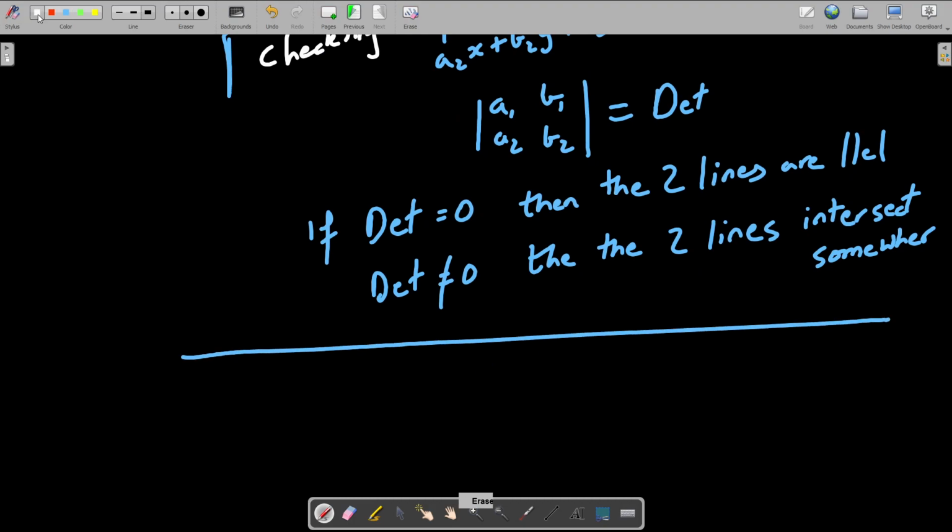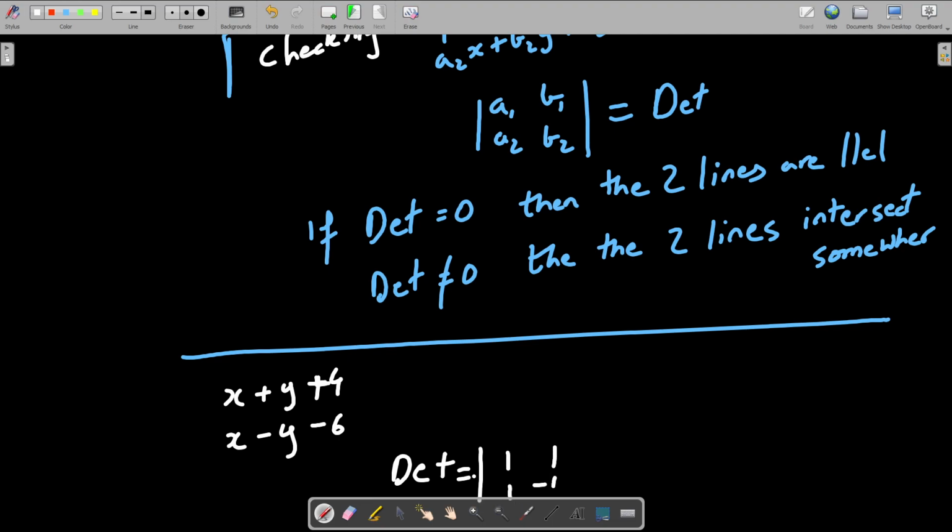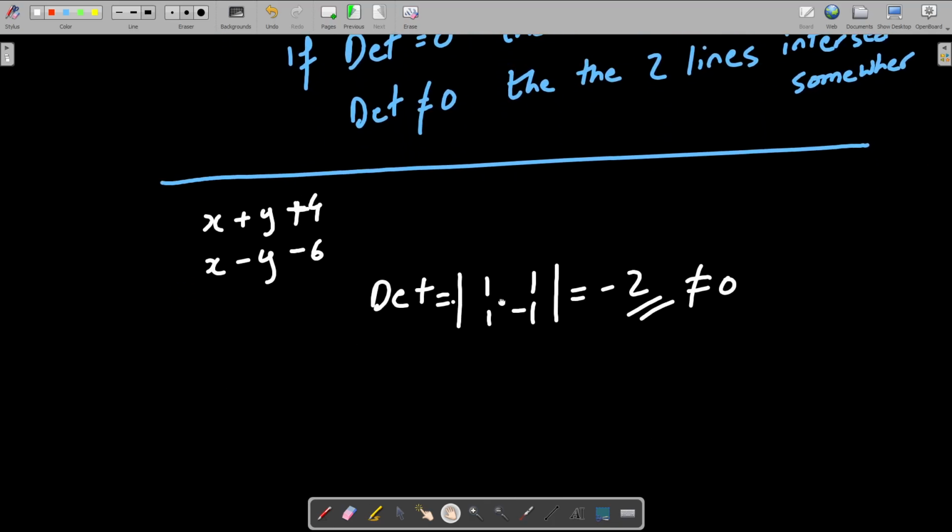So continue. For x plus y plus 4 and x minus y minus 6, here the determinant is defined as 1, 1, 1, minus 1, which will be equal to minus 2, right? Which is not equal to 0. Hence the lines are intersecting, or they are not parallel. This determinant you all should be able to calculate in your mind only.